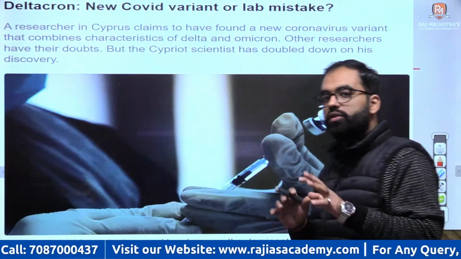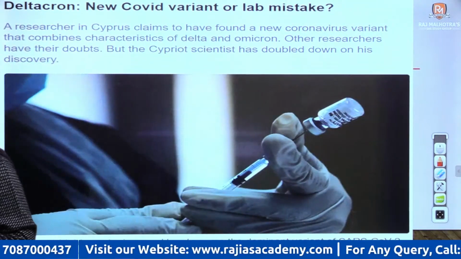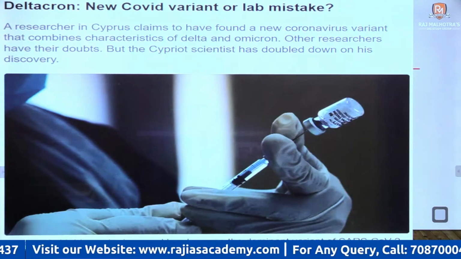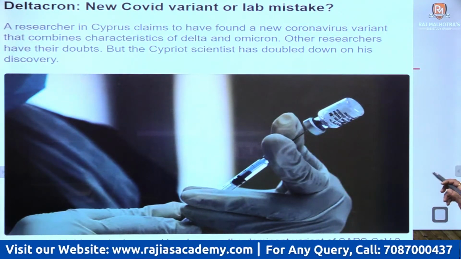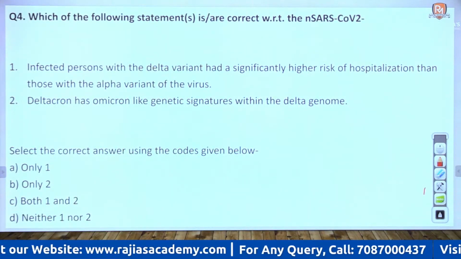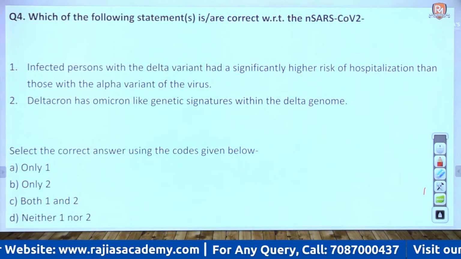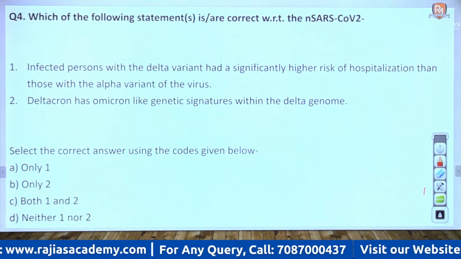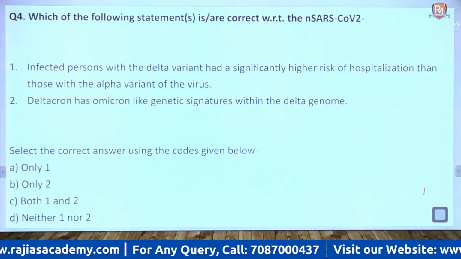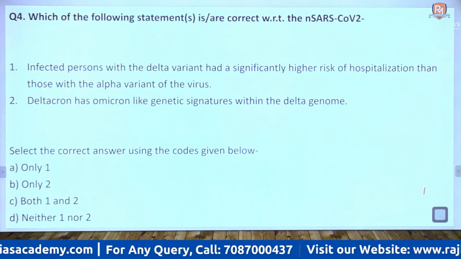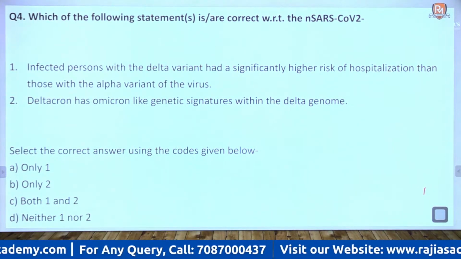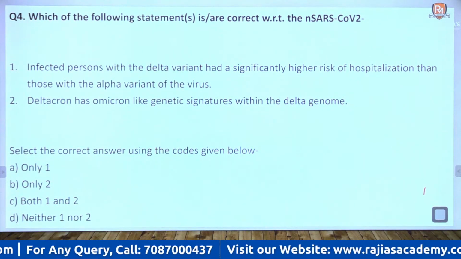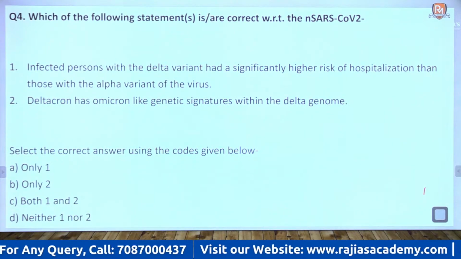We are going to discuss this first through a question itself. Deltacron is making global headlines now. This is something new that has come up with further mutations in the virus. So let's take this question straight away, and through that we are going to discuss it. Which of the following statements is or are correct with respect to SARS-CoV-2, that is, severe acute respiratory syndrome coronavirus 2? First, infected persons with the Delta variant had a significantly higher risk of hospitalization than those with the Alpha variant of the virus. And second, Deltacron has Omicron-like genetic signatures within the Delta genome.